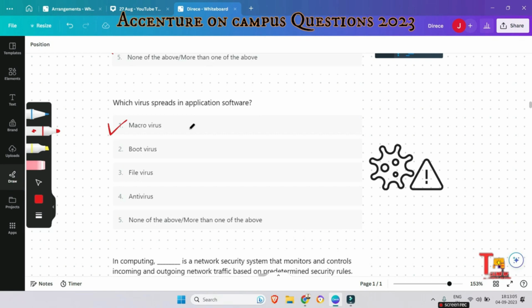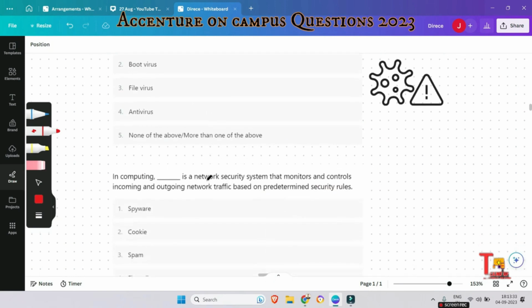So, do you know what a boot virus, file virus, or antivirus is? Actually, boot virus is the name of a ransomware infection whose main goal is to convince victims to pay ransom to get their files to work once again, right? So what is a file virus? A file infecting virus is one of the most common types of virus, which typically infects files with .exe or .com extension, right?